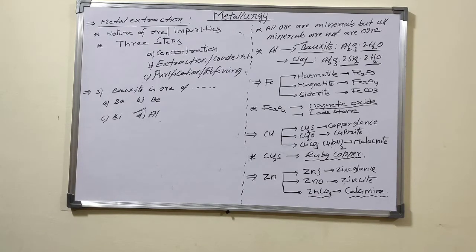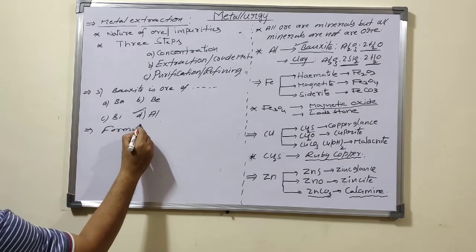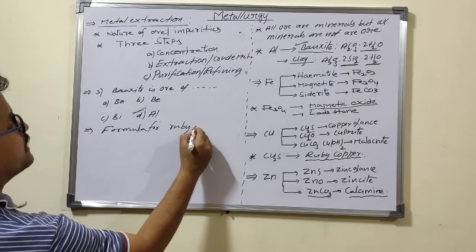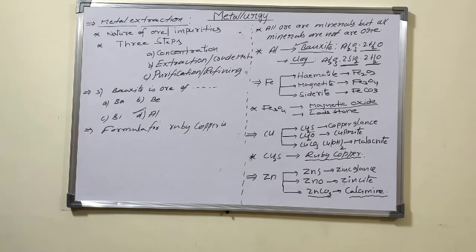And the next: formula for ruby copper. Which one do we call ruby copper? Previously we already discussed that ruby copper belongs to the copper minerals.